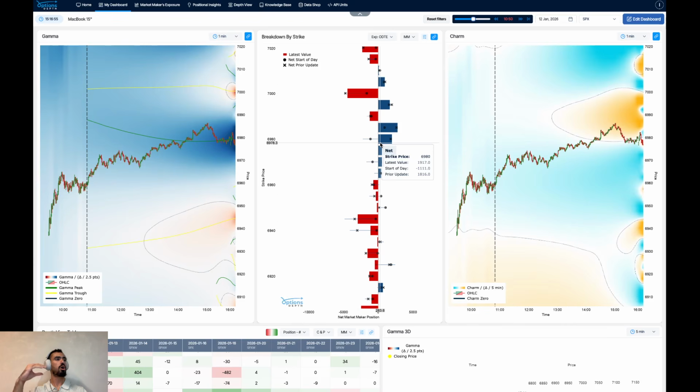setup. I love playing butterflies when this type of opportunity occurs. They can profit massively with very little risk, especially when we get small price movements of about 10 to 20 points. It doesn't have to be a massive move, but just a small drift into this gamma peak, into this flip in charm, which is going to be pinning this peak in market maker exposure.